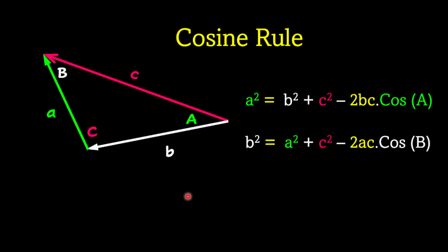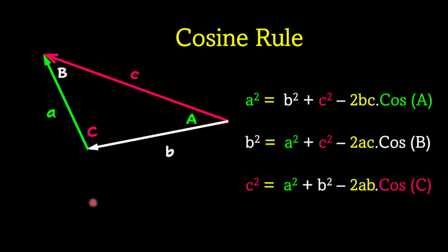For side b, it will be b squared equals the sum of the other two sides squared, which is a squared plus c squared, minus 2ac multiplied by cos of the angle that is opposite to the side that you want to find. In this case, it is side b. Similarly, for side c, c squared equals a and b this time, the sum of those two sides squared, minus 2ab multiplied by cos C.